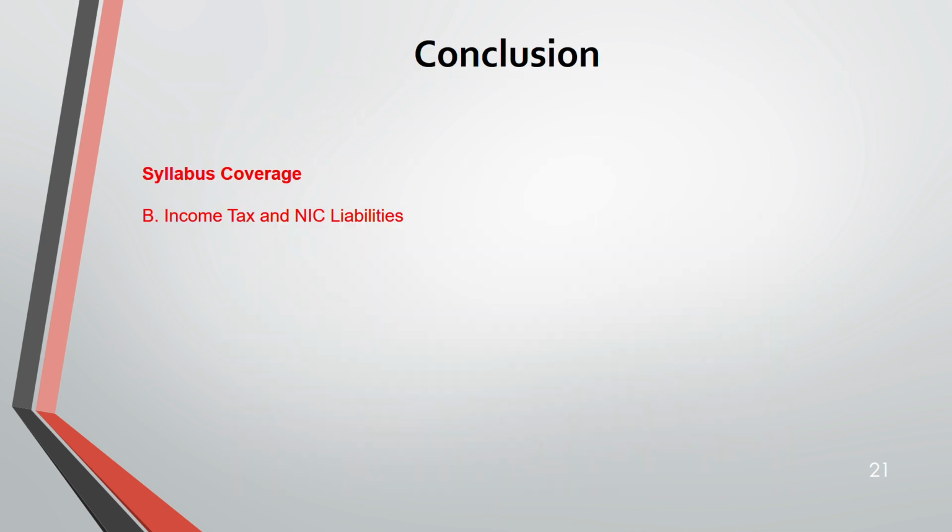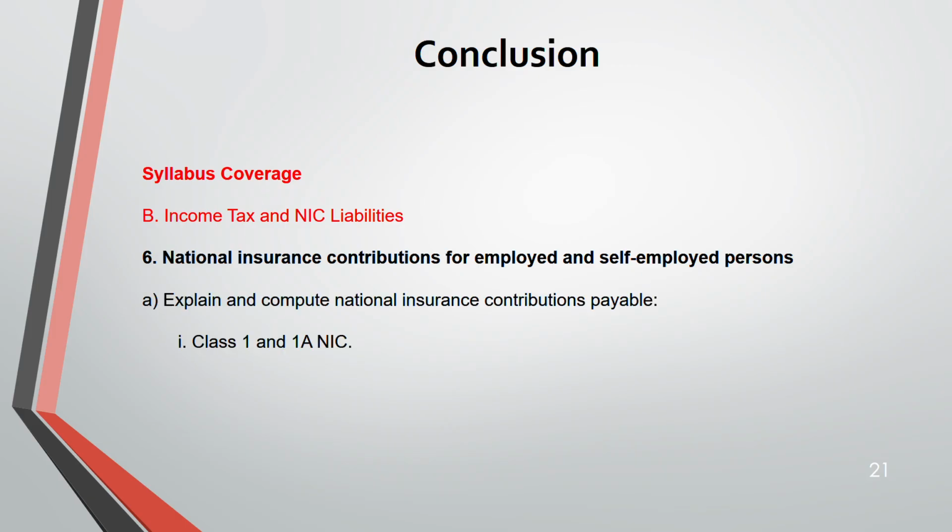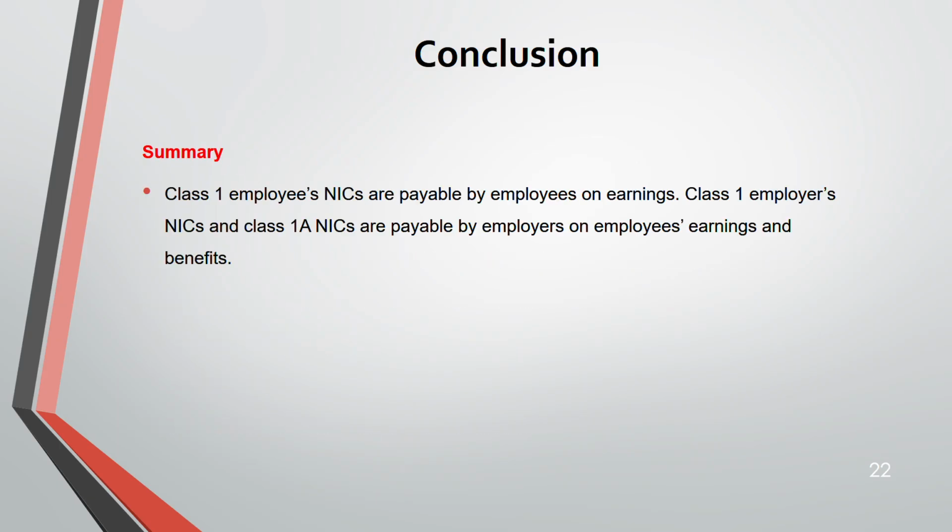Now that's it for this lecture. So we have calculated NIC under income tax for both employed and self-employed persons. We have calculated both class 1 and 1A, class 4, and understood the 5,000 annual employment allowance, but under two conditions it is not available. Then let us summarize this lecture.